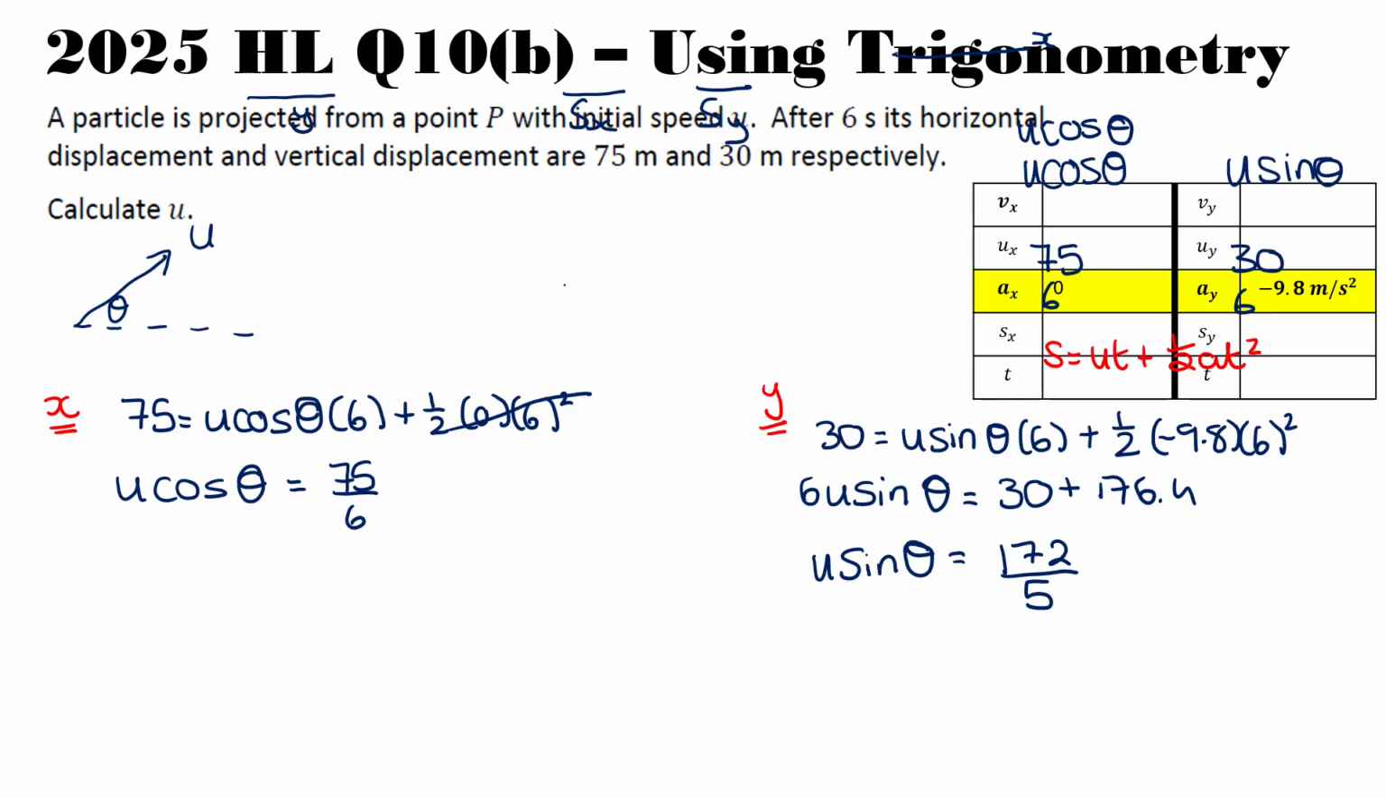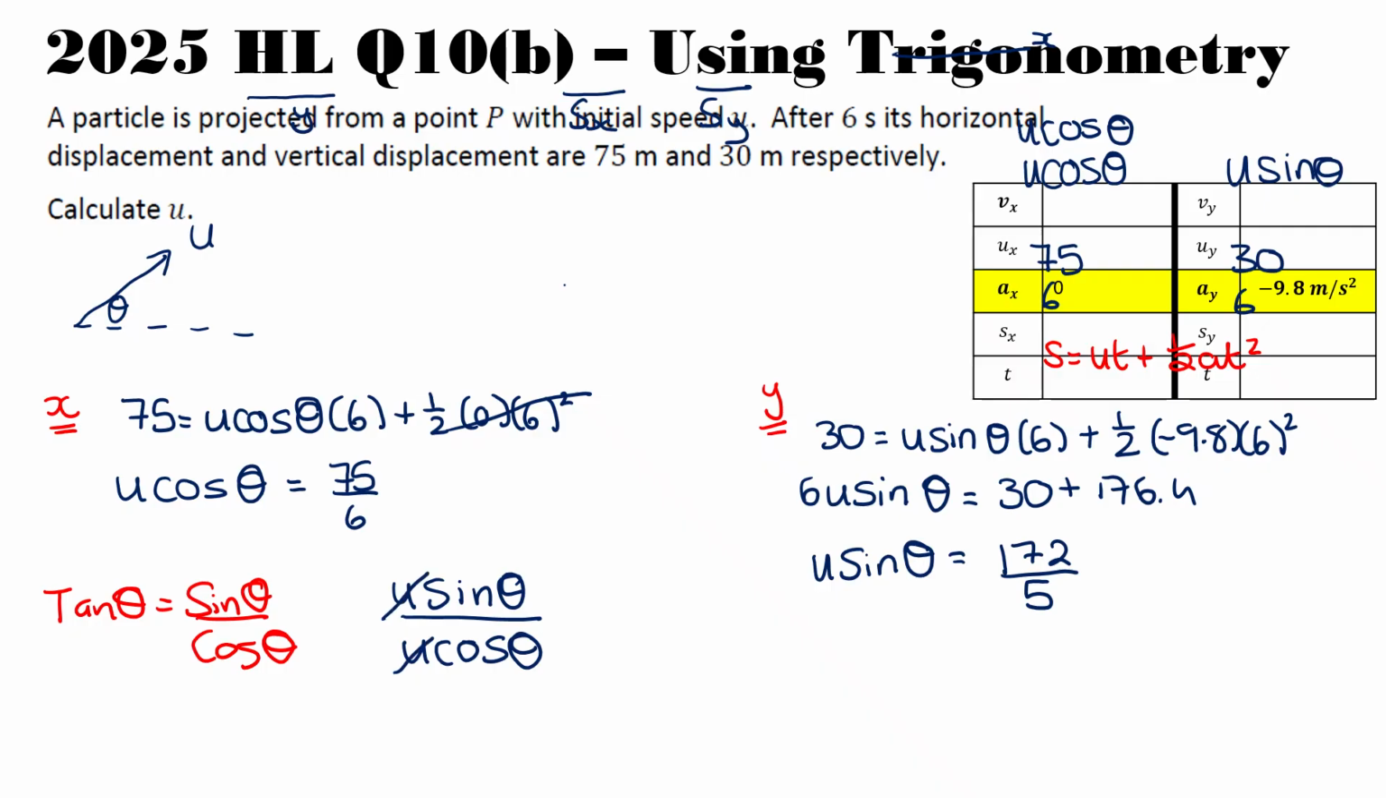To do that, we're going to use this little bit of trig: tan theta is equal to sine divided by cos. This is a nice little trick we can use anytime we have our vector broken down. We see it here in projectiles, and you might also see it in oblique collisions. So I'm going to do u sine theta divided by u cos theta, because those u's are just going to cancel out. So we have 172 over 5, all over 75 over 6.